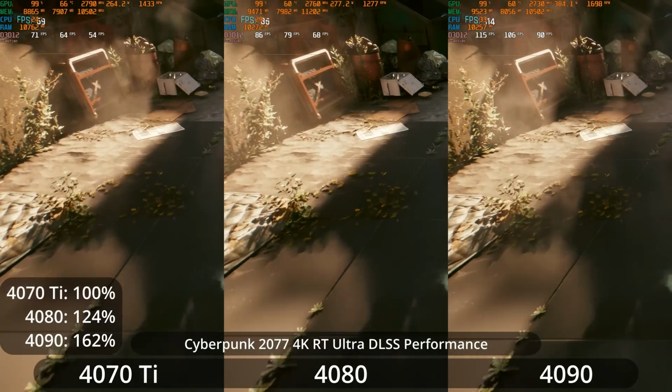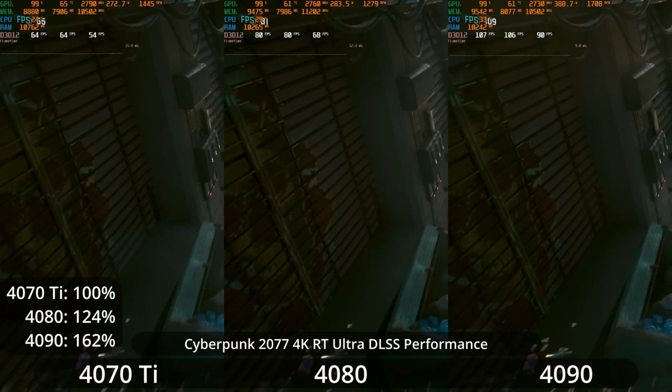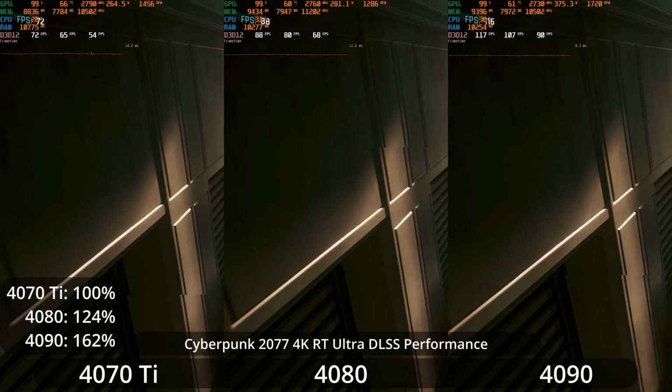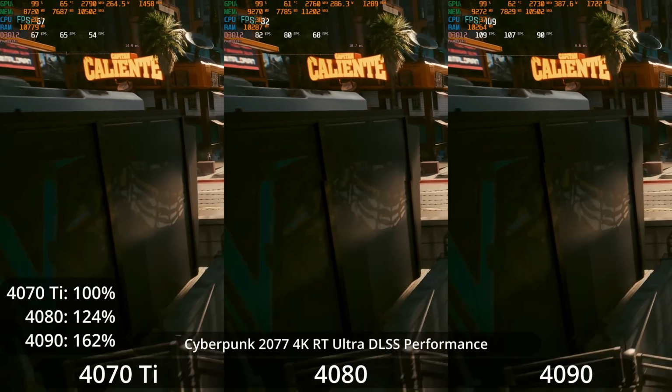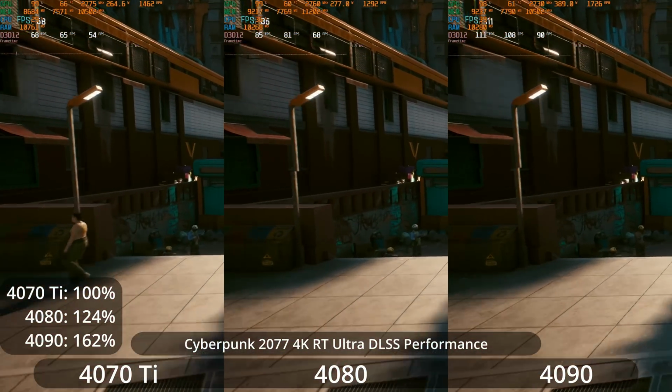Although, personally, I find using DLSS performance a little bit too much. I find a little bit too much breakup in the image. I'd probably turn down the ray tracing settings rather than go to DLSS performance, but maybe you're less picky about those image elements than I am.